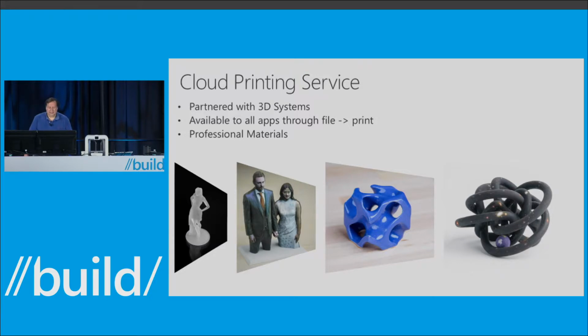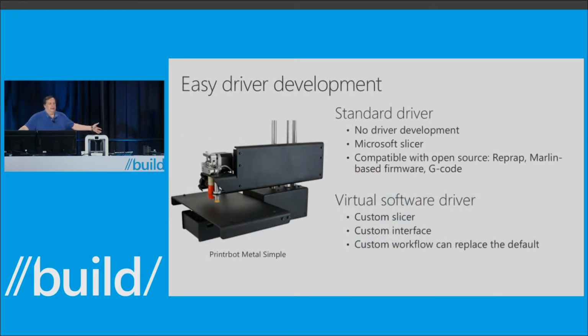Driver development. We have two driver models. I'm going to go very briefly because probably not so many of you are doing driver development. We have a standard inbox driver. It works with a RepRap or a Marlin-based printer that accepts G-code. With this standard model, you don't have to write any code. It's in the box. It comes through Windows Update. And all you need to do is set the USB descriptors.